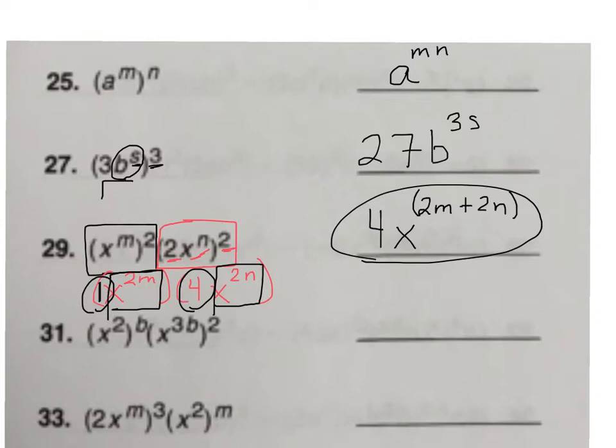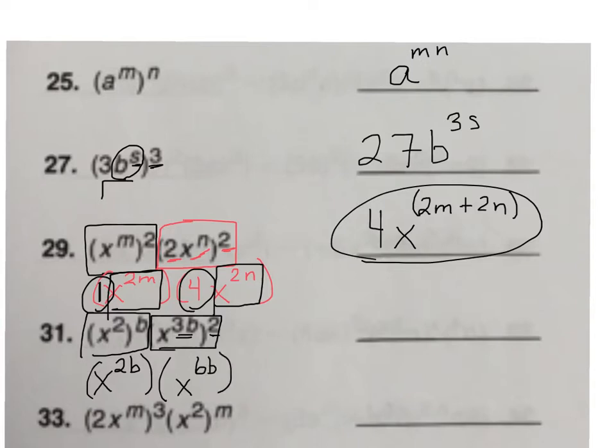Okay, let's look at 31. On 31, I'm going to have to evaluate x squared to the b power. And what will that be? X to the 2b power. Okay, and then I'm going to do this right here. So I've got x to the 3b being squared. So I've got a power to a power, so I multiply. 3b times 2 is 6b. And so I've got x to the 6b power.